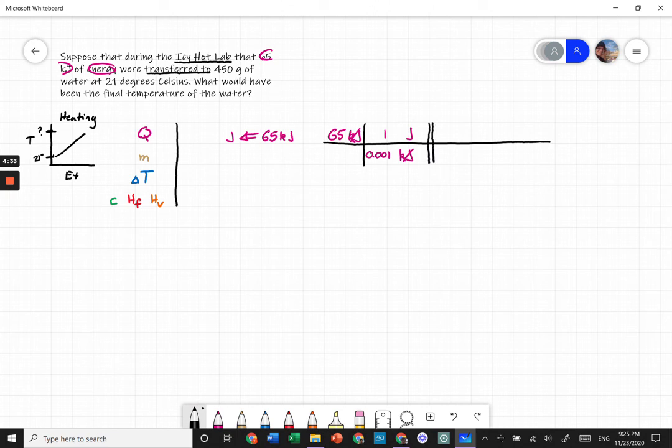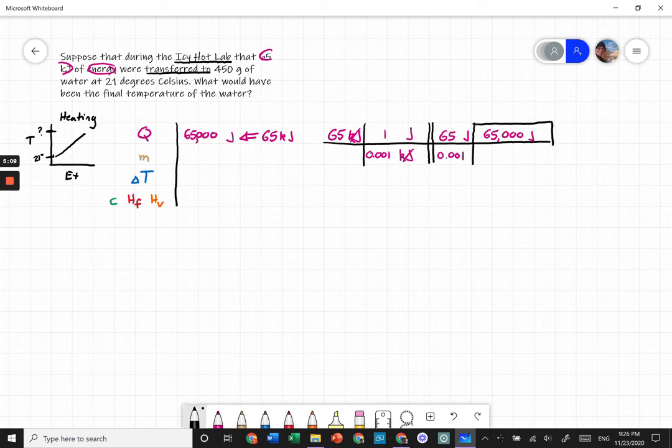So I'm going to put my 2 lines to say we can multiply across the top. 65, no units, times 1 joule. So that's going to be 65 joules on the top, and then 0.001, no units, on the bottom. Now we need to divide the top by the bottom. So 65 joules divided by 0.001 is going to be 65,000 joules. And that's what we can write in our table, 65,000 joules.